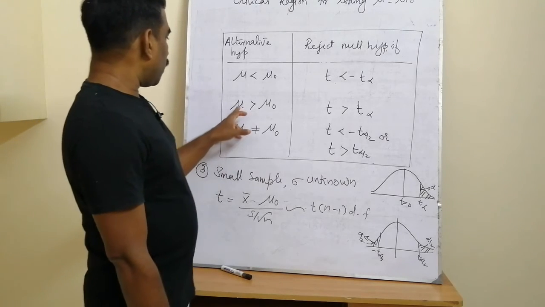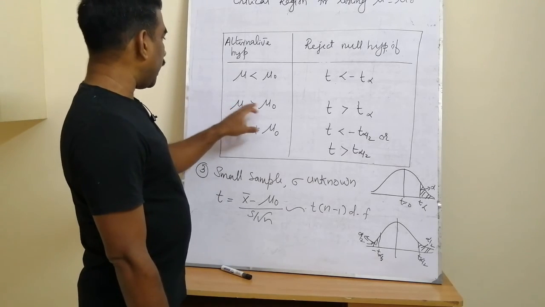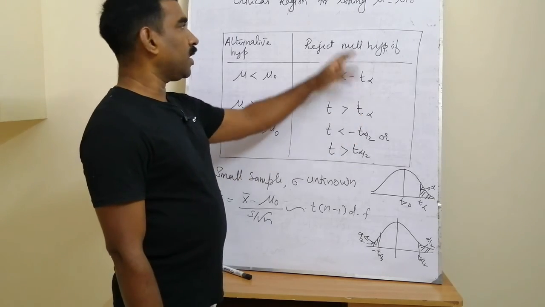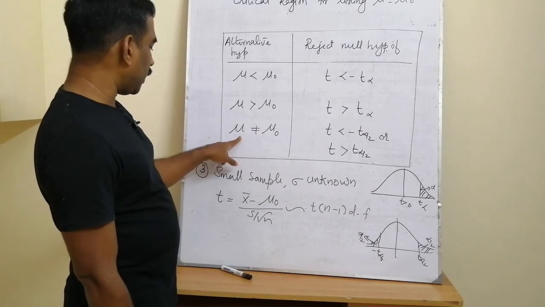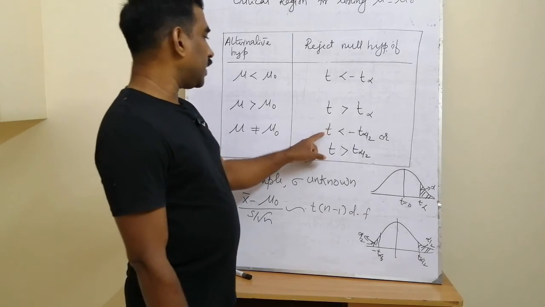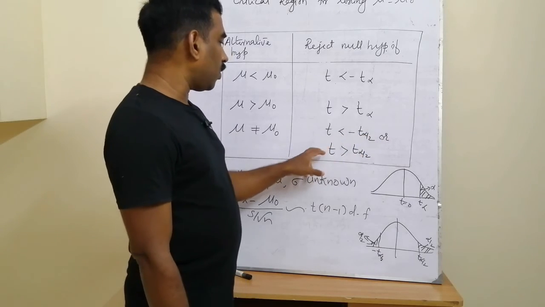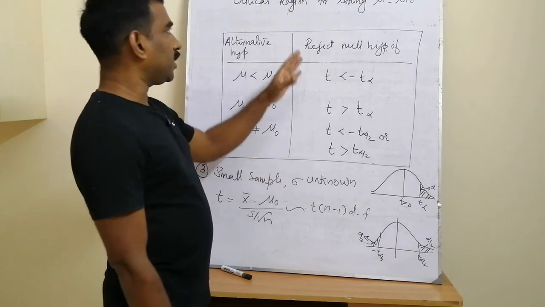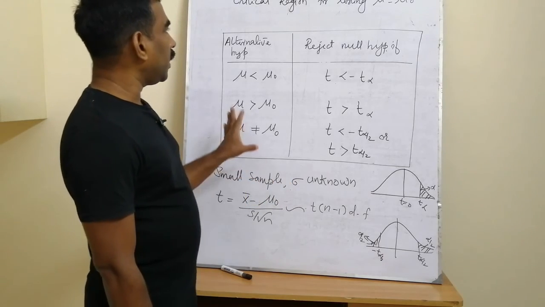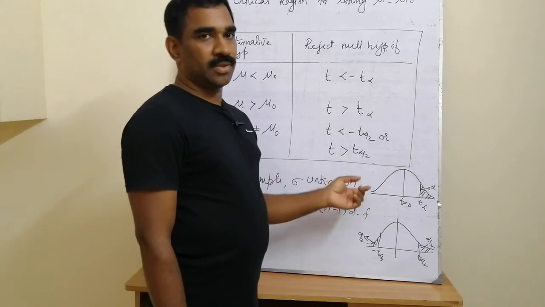And similarly, for the one-tailed alternative mu greater than mu naught, whenever T is greater than T alpha, we will reject the null hypothesis. And for two-tailed alternative, if the computed value of this test statistic T is less than minus T alpha by 2 or T is greater than T alpha by 2, we will reject the null hypothesis. So, these are the critical regions associated with the T test.